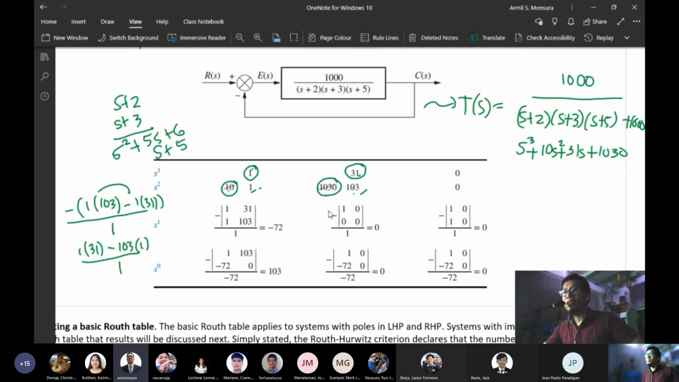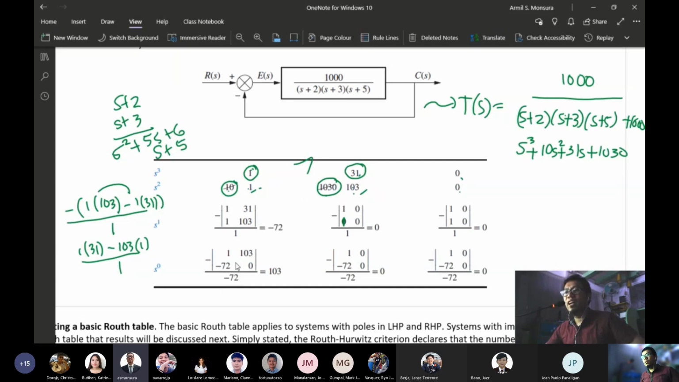Okay, so dito naman, 1 times 0, parang mali ito. Kasi ito, dapat, actually dapat 1 to eh. Ayan, dapat 1 to. Hindi 0. Ayan. So 1 times 0 minus 0 times 1, divided by 1. So 0. Ito rin, 1 times 0. Okay, so 0 na to. So negative 72 ito.